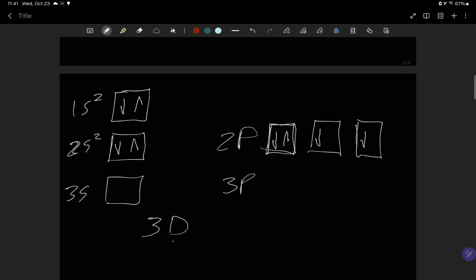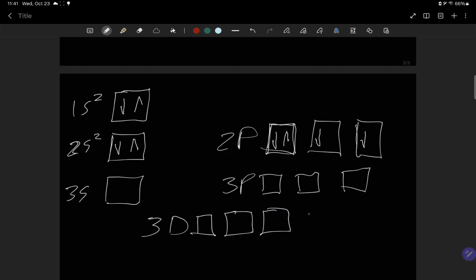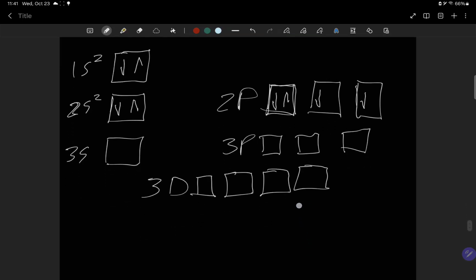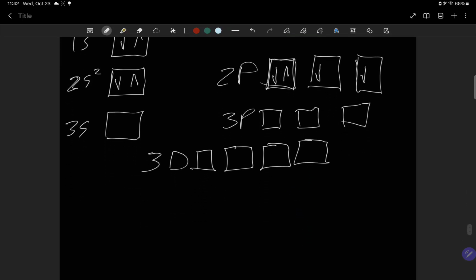So this is 6. So we have 1, then we go 1, 3. It's going to be 1, 3, wild guess. 4? It's going to be 5. So it's just going to be 1, 3, 5, 7, 9, and so on. So it's going to be odd numbers of suborbitals. So 3d has 5 suborbitals.